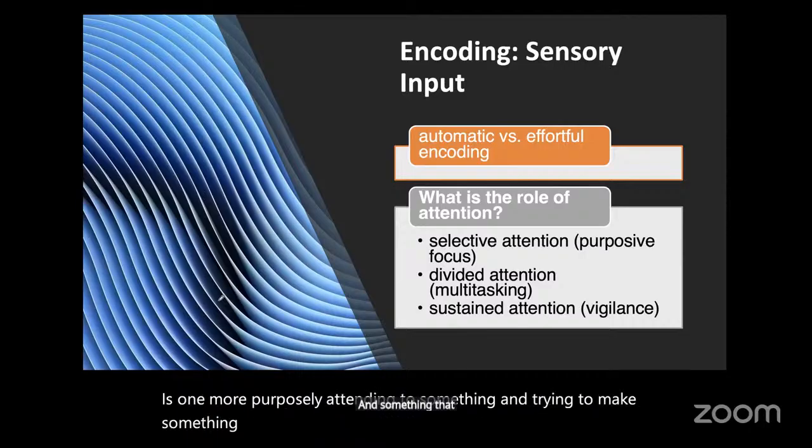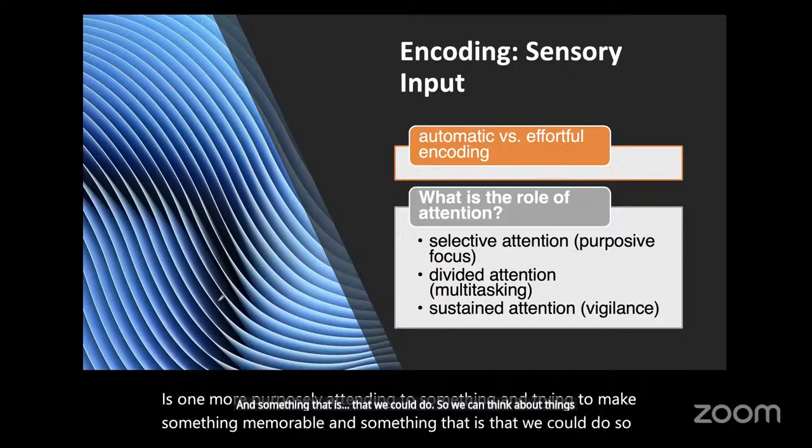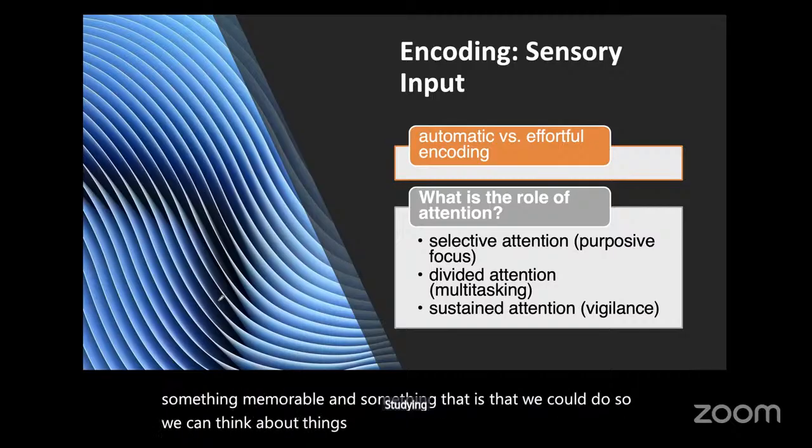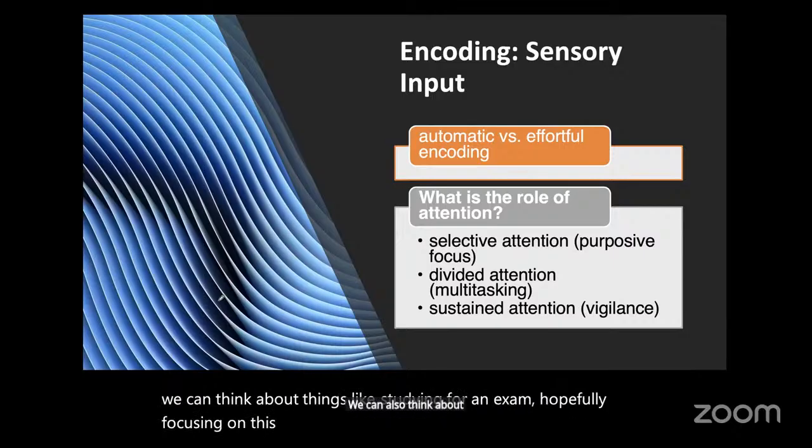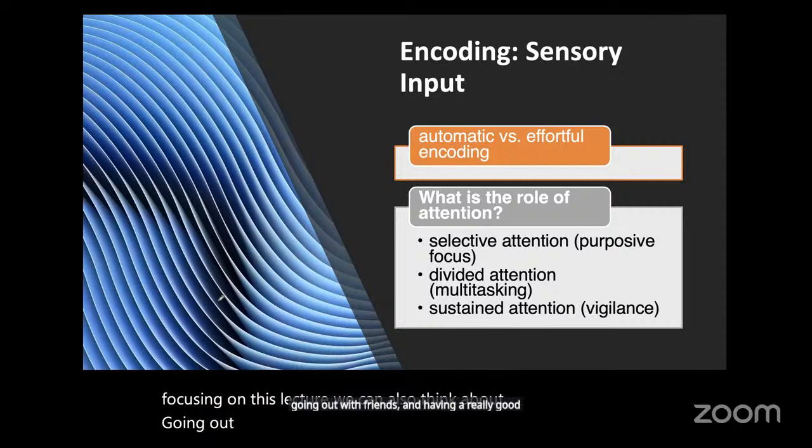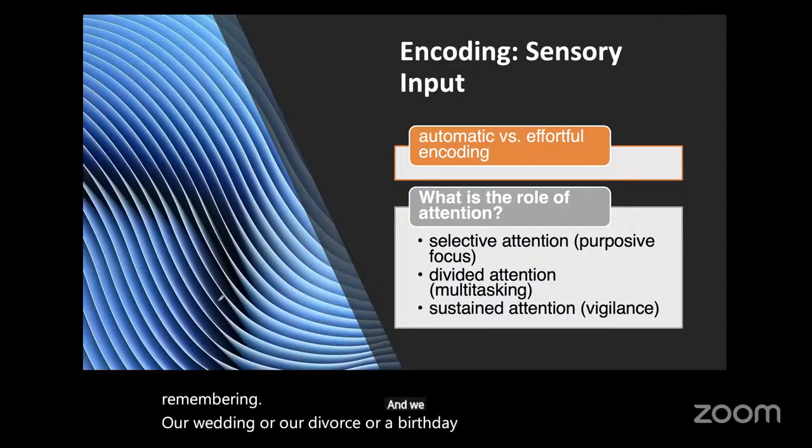Effortful encoding is when we're purposely attending to something and trying to make something memorable. So we can think about things like studying for an exam, hopefully focusing on this lecture. We can also think about going out with friends and having a really good night, or remembering our wedding or our divorce or a birthday or a graduation day. And we really focus on that day and pay attention to it.